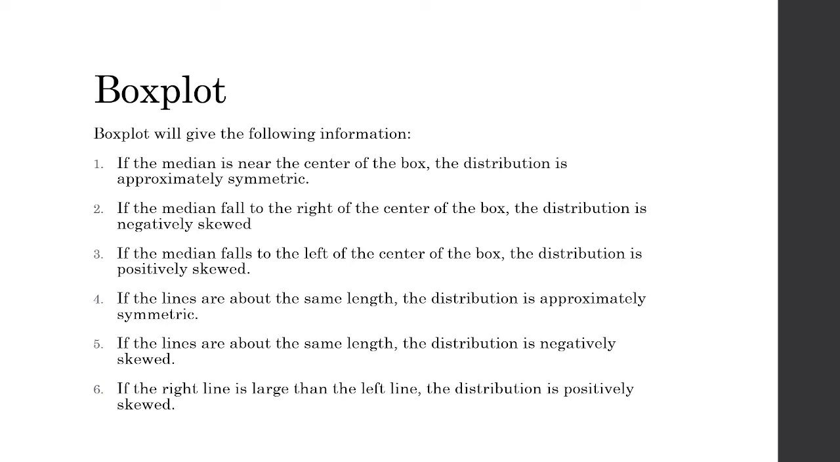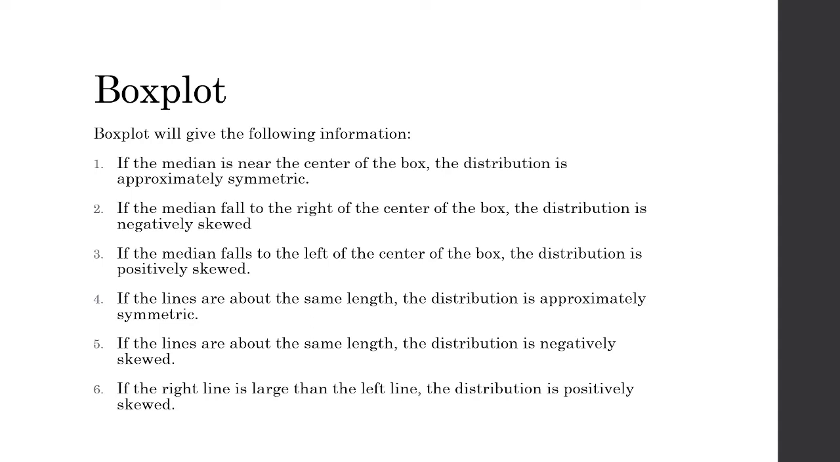The information that we can get from the box plot. If the median is near the center of the box, it just means that our distribution is approximately symmetric, just like our example earlier sa box plot natin. If the median falls to the right of the center of the box, then the distribution is negatively skewed. Meaning to say, our tail is actually longer at the left side of our distribution. And if the median falls to the left of the center of the box, then the distribution is positively skewed.